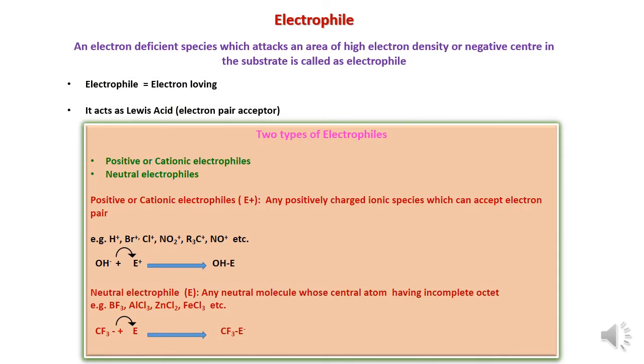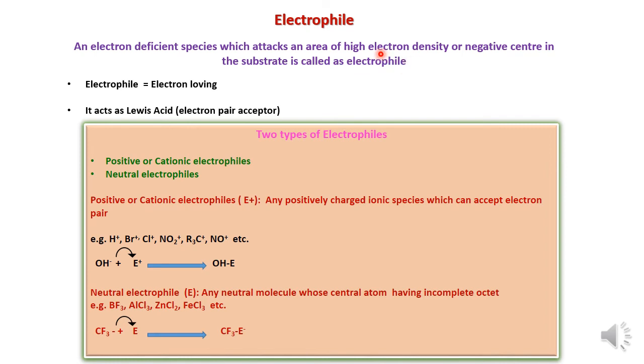Now we will see one by one. The first is the electrophile. Phile means here loving, so they are electron loving. Electrophiles are electron loving species. If you see the definition, an electron deficient species which attacks an area of high electron density or negative center in the substrate is called an electrophile.